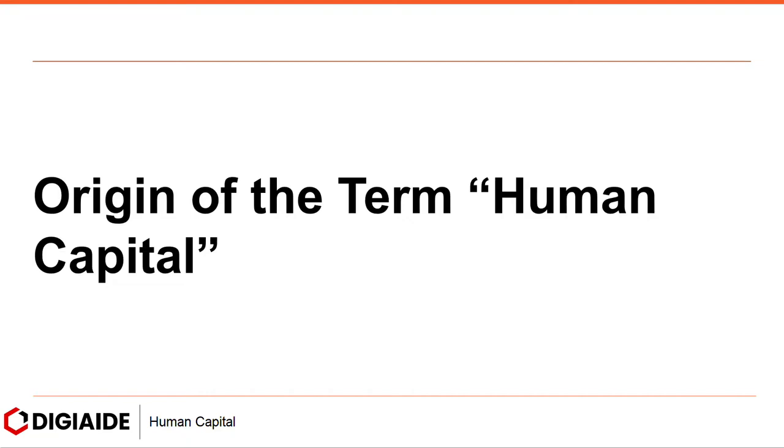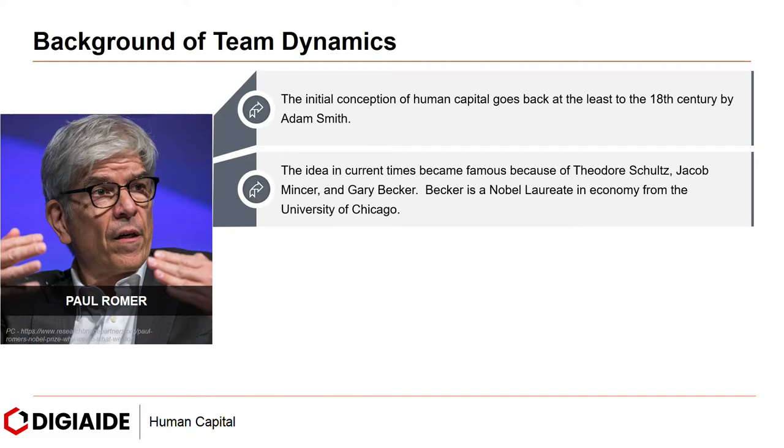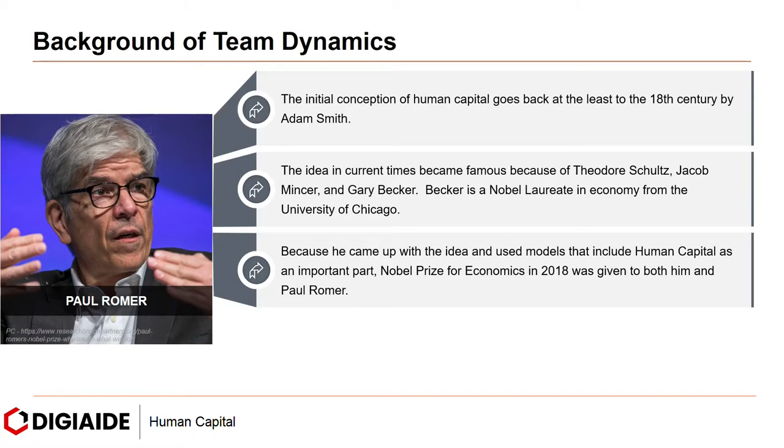Moving on to the origin of the term human capital. The initial concept of human capital goes back at least to the 18th century, to Adam Smith. The idea in current times became famous because of Theodore Schultz, Jacob Mincer, and Gary Becker. Becker is a Nobel laureate in economics from the University of Chicago. Because he came up with the idea and used models that include human capital as an important part, the Nobel Prize for Economics in 2018 was given both to him and Paul Romer. Romer was the founder of the present-day innovation-based approach to comprehending economic growth.